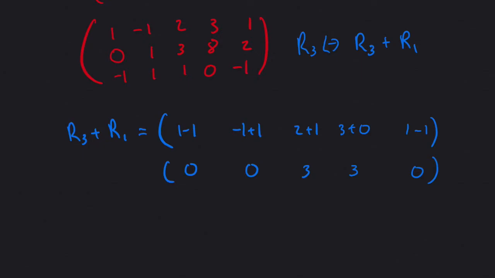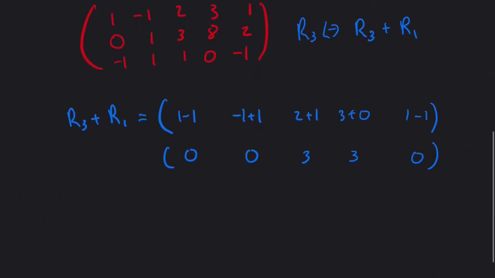So that will be the computed row in here, which means I can go back to my original expression and replace the third row by the one that I just computed. The first 2 rows will remain the same: 1, -1, 2, and 3. The second row is 0, 1, 3, 8, and 2. And then my last row would be the one that I just computed, which is 0, 0, 3, 3, and 0.